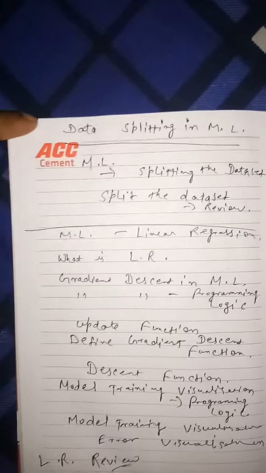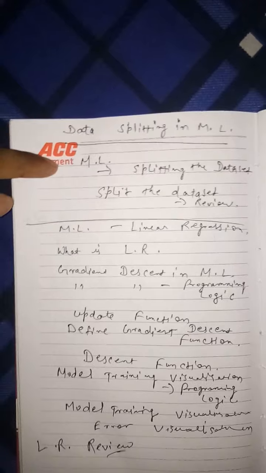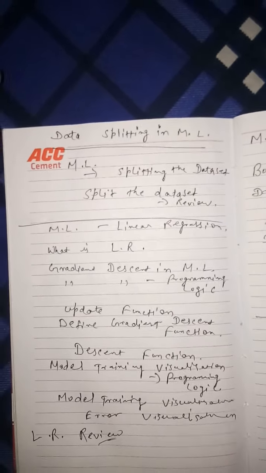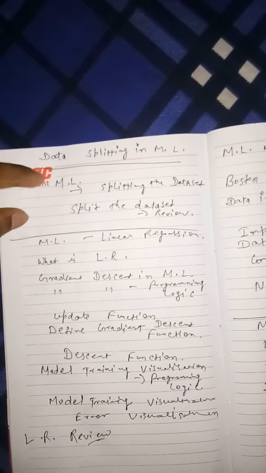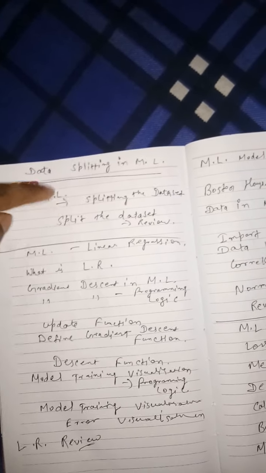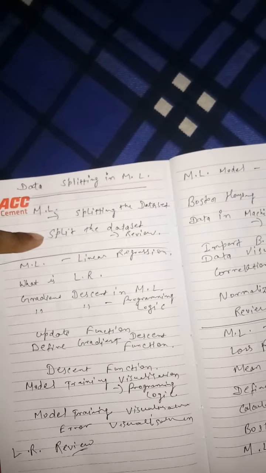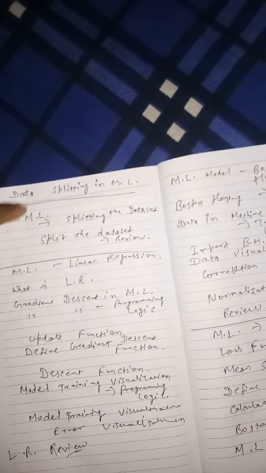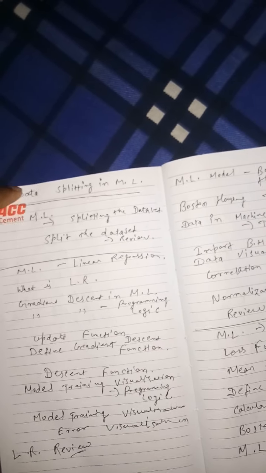Then after module three you go to module four, data splitting in machine learning. It is small because machine learning is about splitting the data, how to split the data set. They teach you how to split the data set. After this, there is a quiz or test, that is split the data set review. They have only 5 questions, you have to solve this.